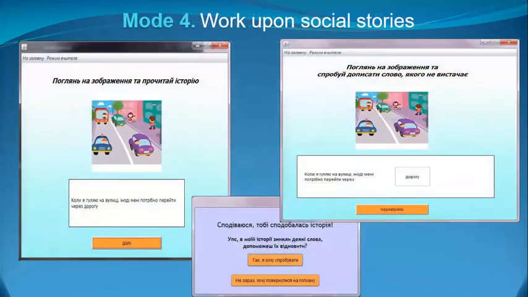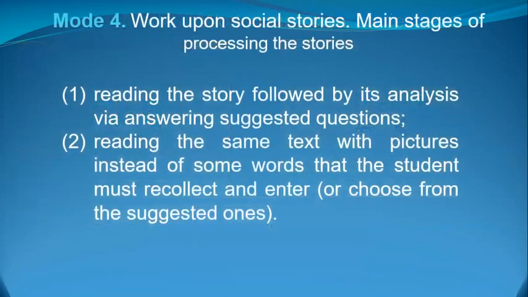In the fourth mode of training, the simulator provides an opportunity for students to work with so-called social stories or digital narratives that have social and educative content and contribute to the effective adaptation of the students to society. The student is offered two main stages of processing the stories: reading the story, followed by analysis via answering suggested questions, and reading the same text with pictures instead of some words that the student must recollect and enter or choose from the suggested ones.